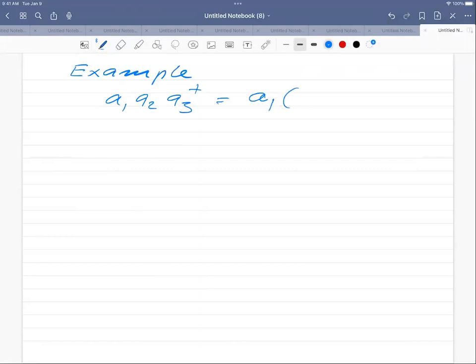But let's rewrite this in the not too advanced way which we started with. We can rewrite this one using the anti-commutation rules as delta 2 3 minus A3 dagger and then A2, like that.